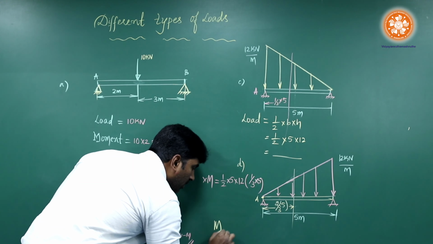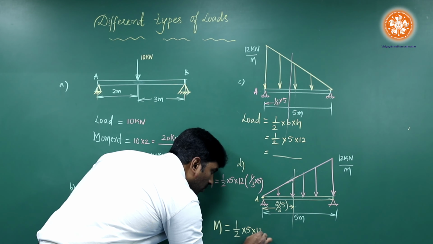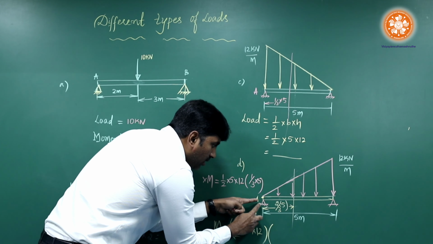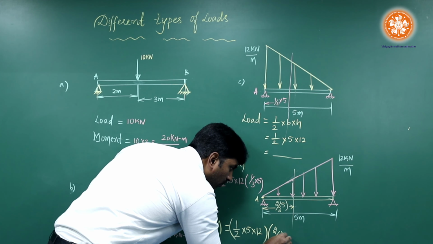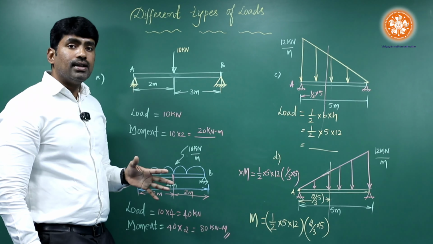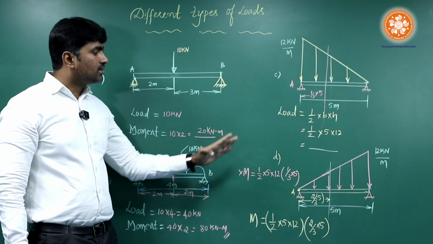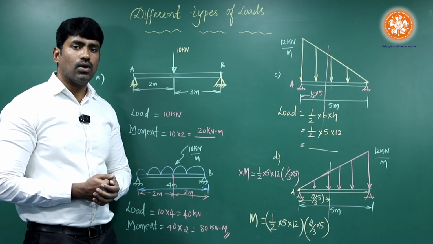Therefore, moment is equal to what? Half into 5 into 12 is the load, and its distance should be with respect to A, that is 2/3 of 5. This is how you analyze when you solve the problem. If you have learned all these things clearly, 50% of your job is done in case of solving numericals.